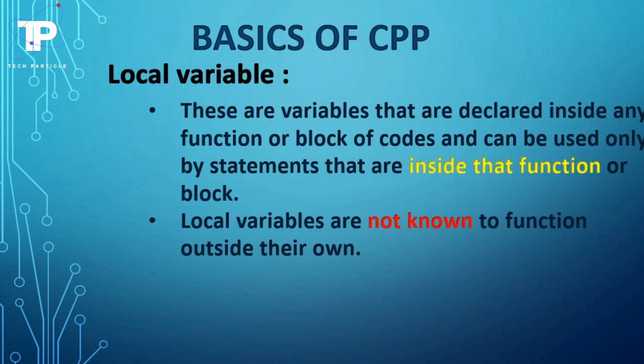Local variable. As the name states, a local variable is local to the function. These are variables that are declared inside any function or a block of code and can be used only by statements that are inside that function or block. Local variables are not known to functions outside their own. Mainly, a local variable is accessed only by the function in which it has been declared, not outside that function. Let's see by implementing one example.